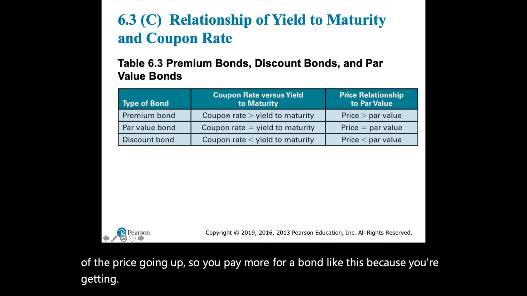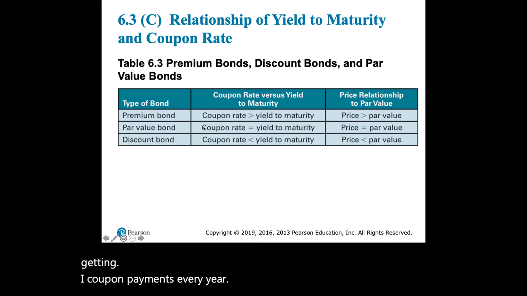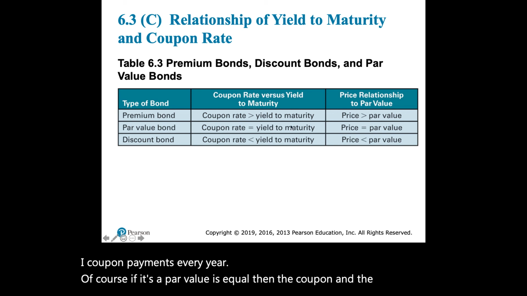Of course, if the bond is at par value, then the coupon rate and the yield to maturity are equal and the price is equal to the par value.